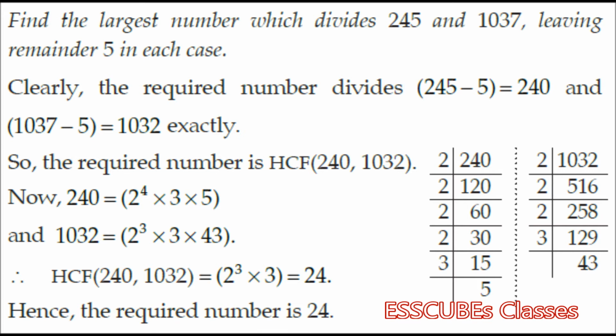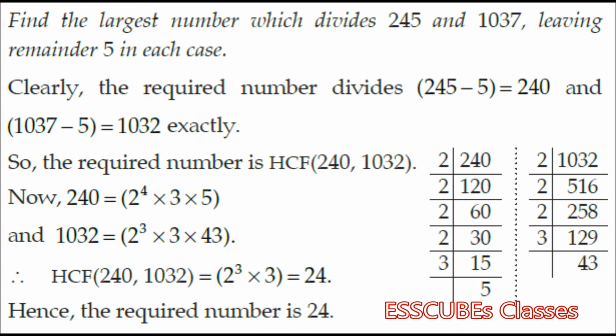Similarly, if we take another question where we are asked to find the largest number which divides 245 and 1037, leaving remainder 5 in each case. Since a remainder 5 is left over, that means I need to subtract 5 from both the numbers to get the number which is divisible. So what do we get? 245 minus 5 is 240, while 1037 minus 5 is 1032.